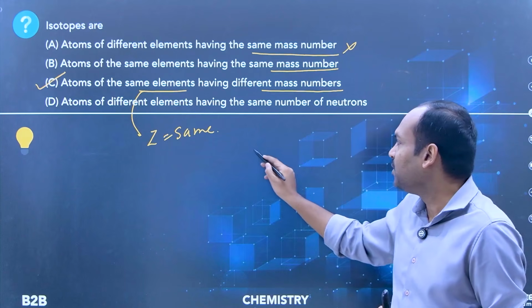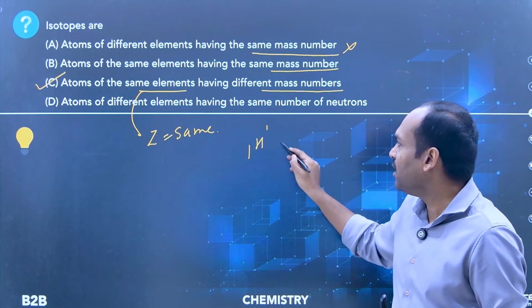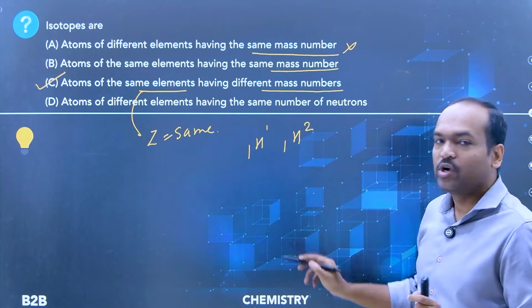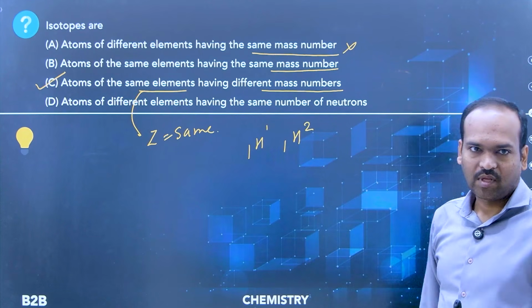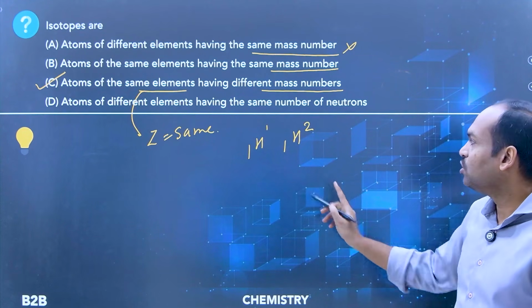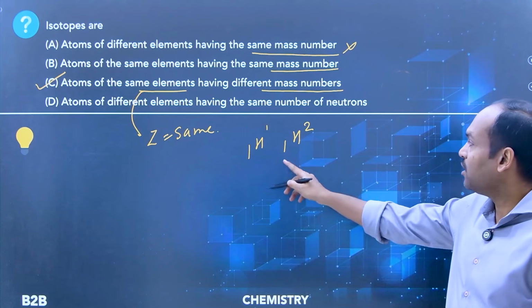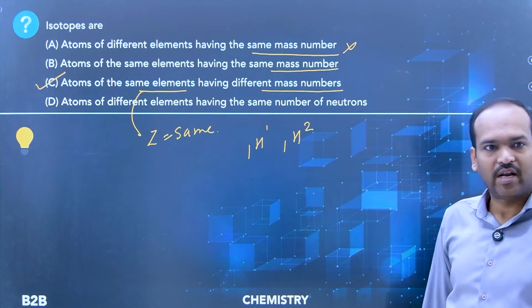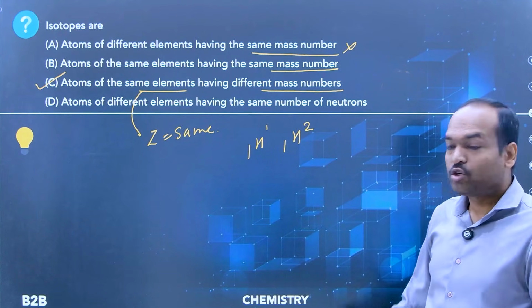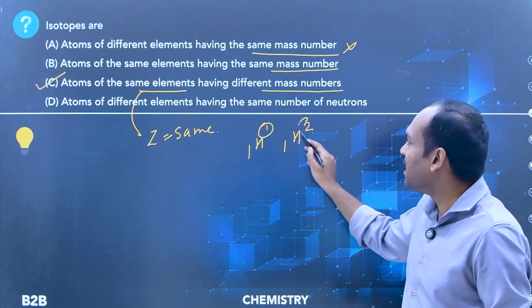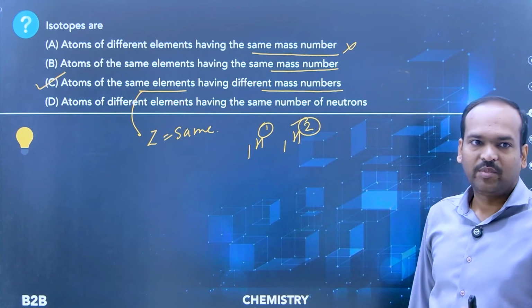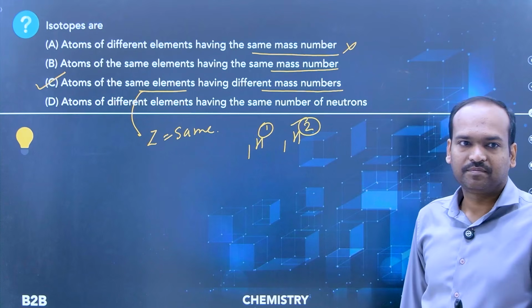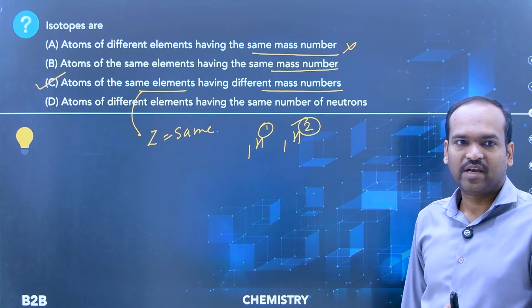Look, what was the example? If I say 1H1 or 1H2, beta, protium and deuterium, are they isotopes? Yes, they are isotopes. Here the mass number is different, but the atomic number is the same. Agreed?